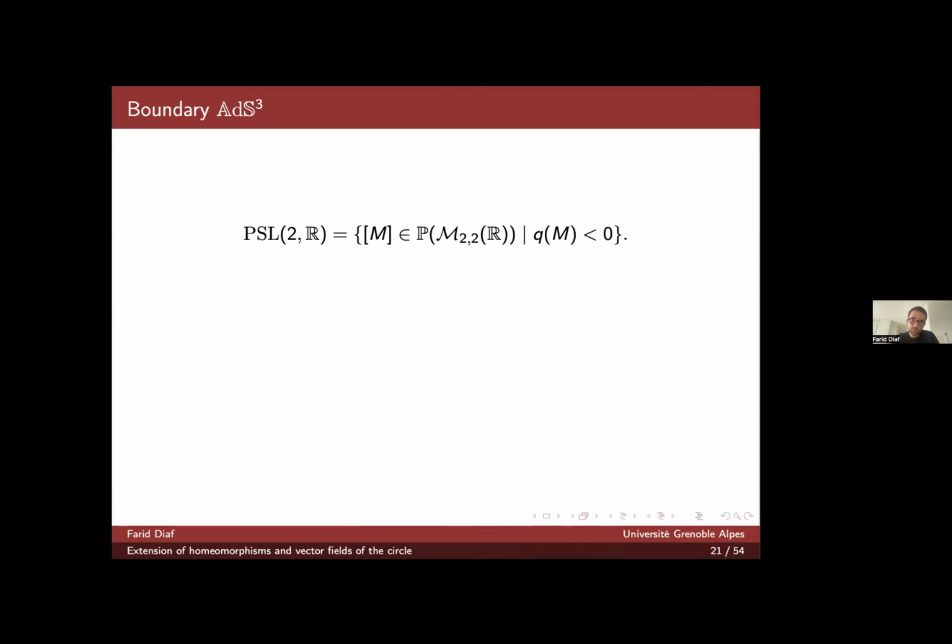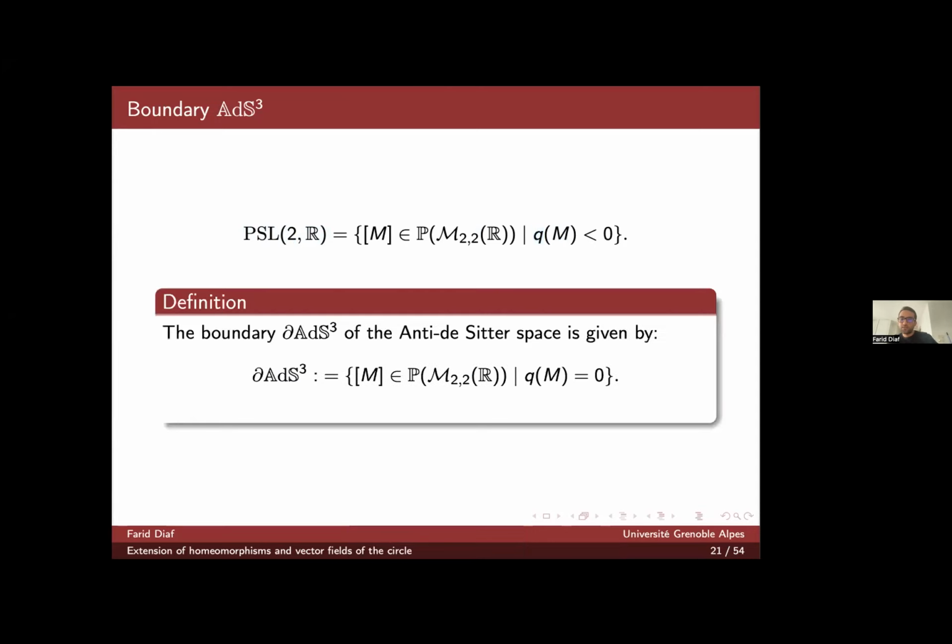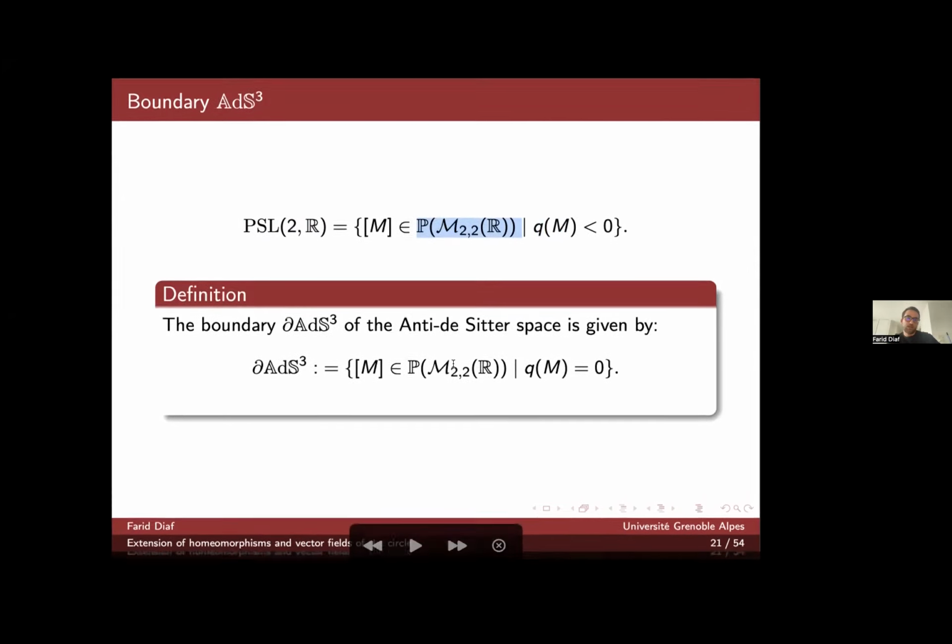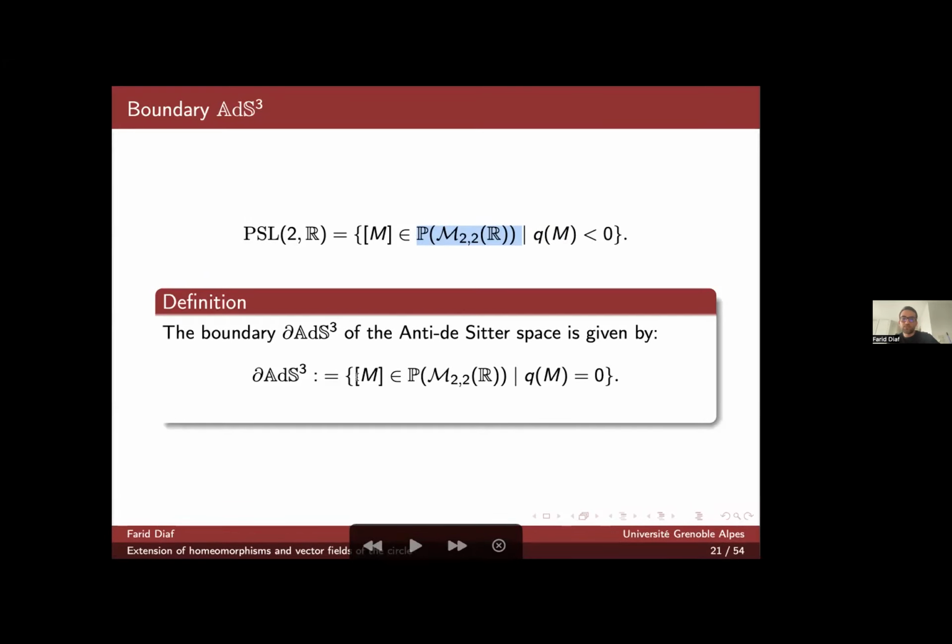Now one may ask the question: I give you a map from S1 to S1. What is the relation with this geometry? To do that, we need to talk about the boundary of the anti-de Sitter space. So remember, PSL2R is the negative line with respect to the quadratic form Q. So Q is minus determinant, right? And then the boundary of anti-de Sitter space is just the topological boundary inside the projective space, which is the space of null lines. So this is a projective class of M such that Q of M is equal to 0.